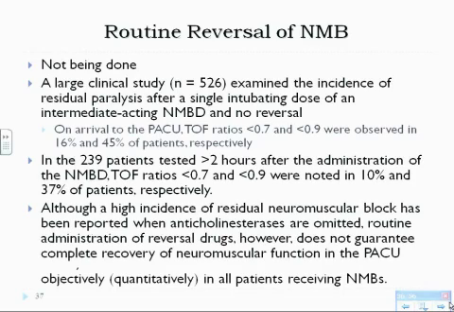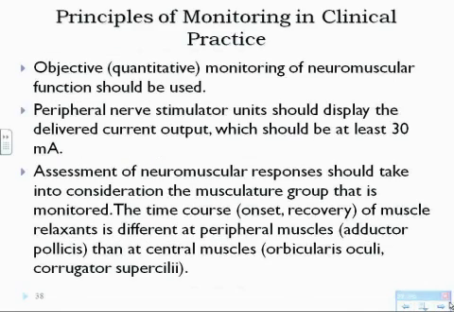Ideally, neuromuscular function should be monitored objectively, quantitatively, in all patients receiving neuromuscular blockers. My thing is, if you decide to give a non-depolarizing agent to a person, then the other thing that you must have right next to the patient is a twitch monitor. You must have that. If you're giving neuromuscular blockers and you're not doing that, to me, you're doing malpractice. You're doing it completely wrong. You need to learn how to use it. Okay? So we'll talk about that next.